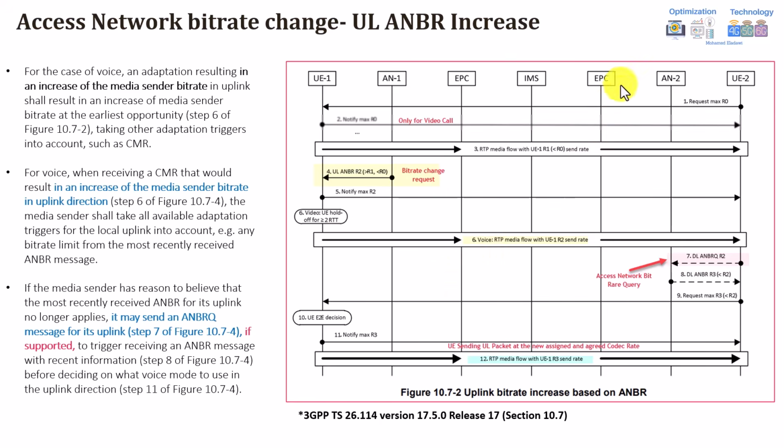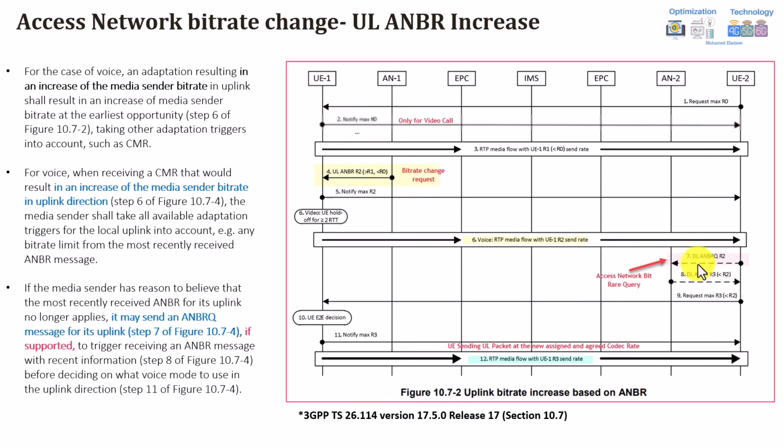But in some particular scenarios, if the other user, which is user 2, believes that the most recently received MBR, which is a new ANBR being sent for its uplink, no longer applies or cannot be accommodated by this particular user, it will send something called ANBRQ, which stands for Access Network Bitrate Change Query, requesting the eNodeB to check his radio condition, for example, and start assigning another bitrate instead of the one being sent by user 1.